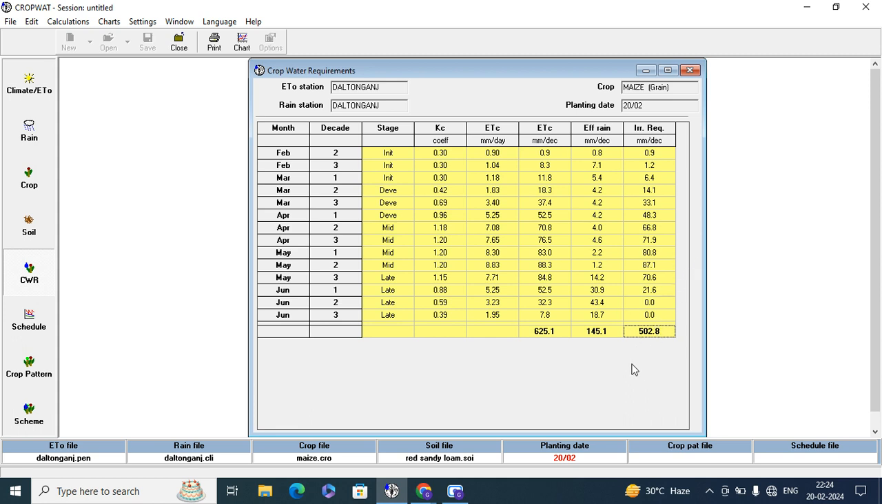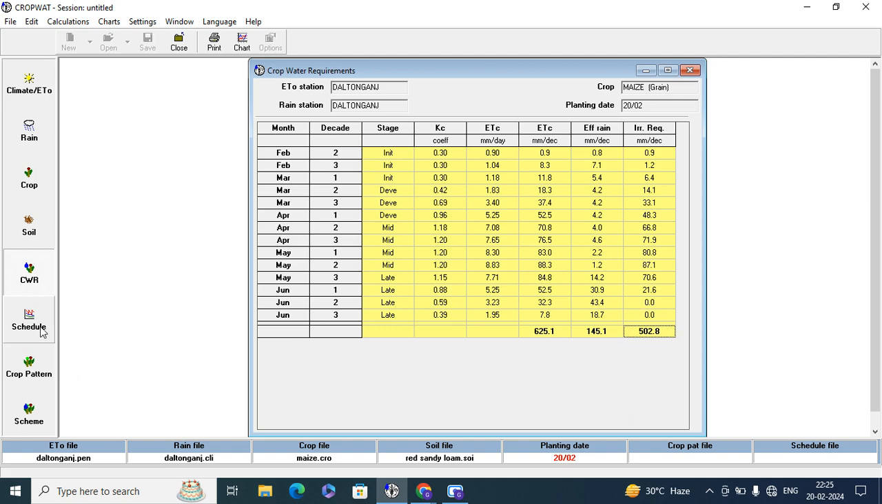Here we have just subtracted the value of 145.1 from 645.1. But here we have not calculated the amount of the dew, but in the case of the irrigation water requirement, that value has been indicated, or that value has been considered. Okay, so that irrigation water requirement, it means for the cultivation of the maize from the month of February to June, this much of water will be required as irrigation.